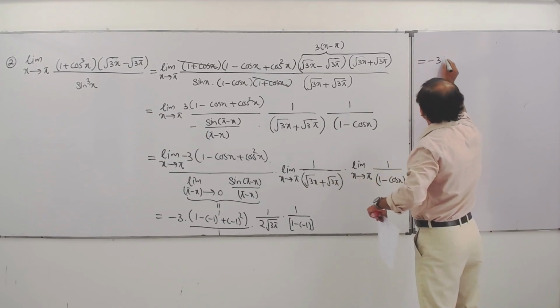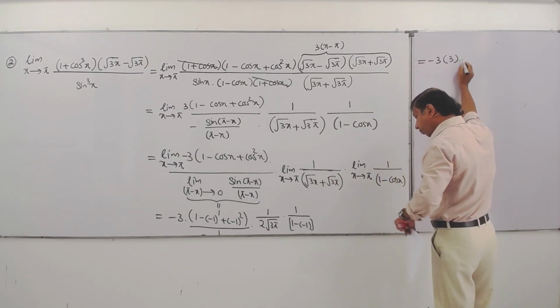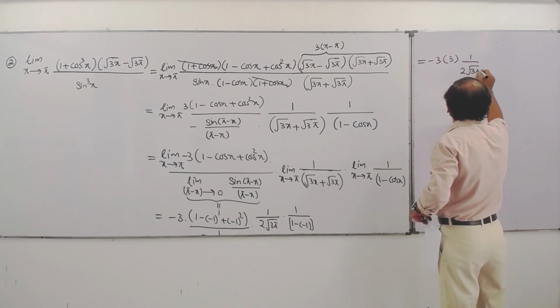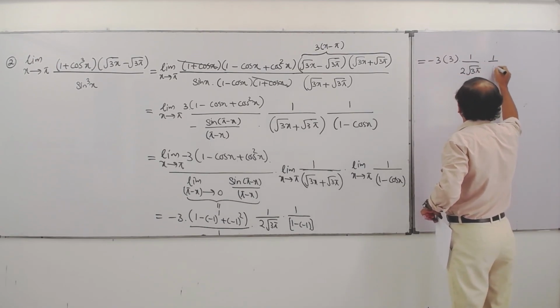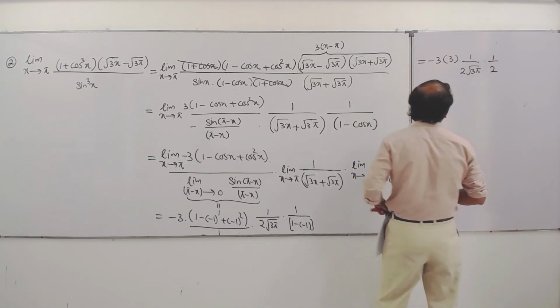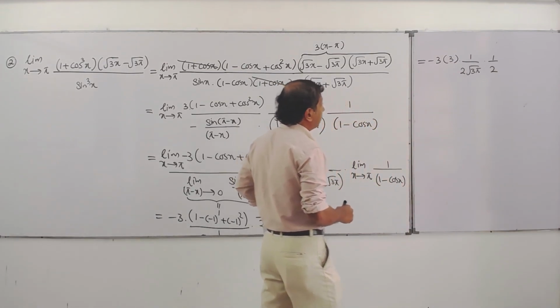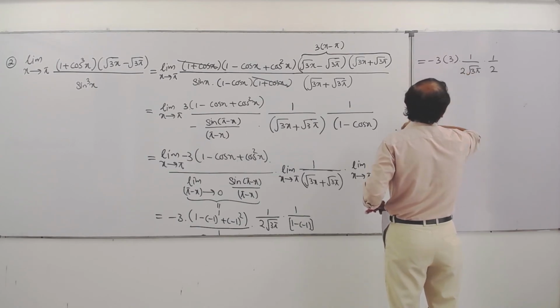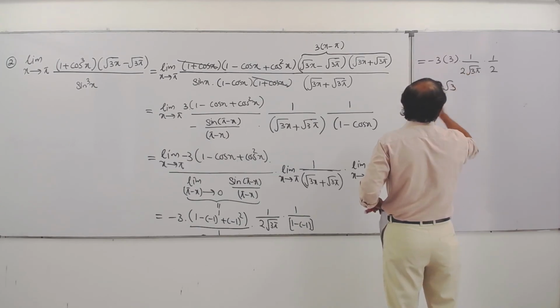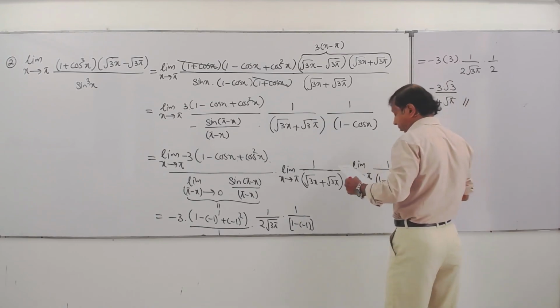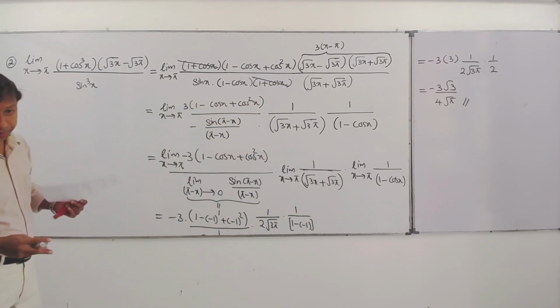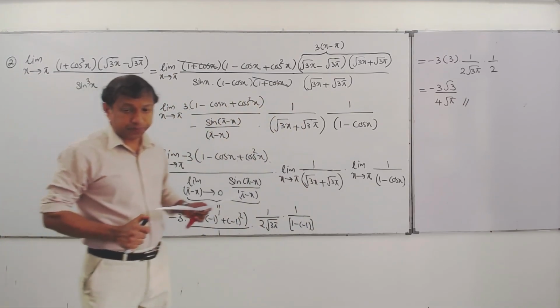Minus 3 times 1 over 2 root 3 pi, and here plus 2. Correct, no? Right. Now we must get a negative sign there, people. This root 3 and this we can cancel down. We get 3 root 3 with minus sign, 4 times root 5. Right. Minus 3 root 3 divided by 4 times root 5. Now we take that answer.